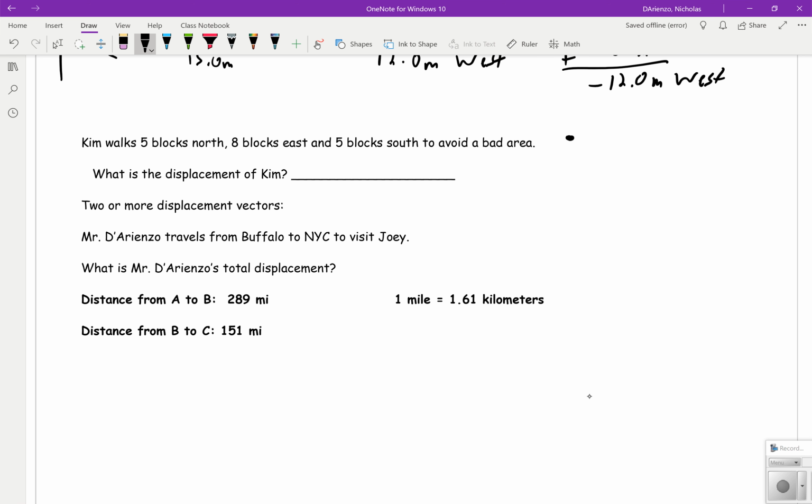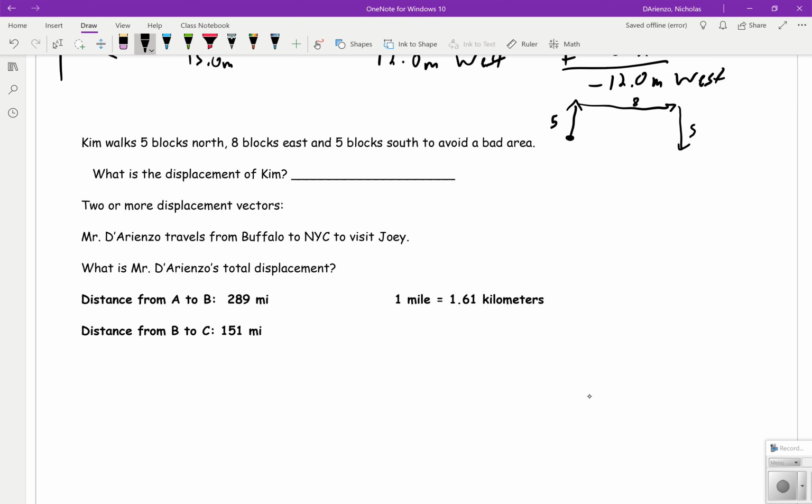So we have Kim who's going to walk 5 blocks north. I'm going to indicate that with a B, so now that looks kind of like a 6. So we'll just leave it as a 5. Kim's going to walk 5 blocks north, 8 blocks east, 5 blocks south to avoid a bad area. What is the displacement of Kim?